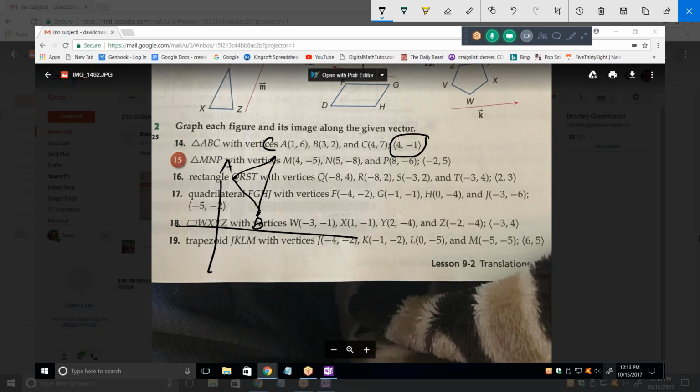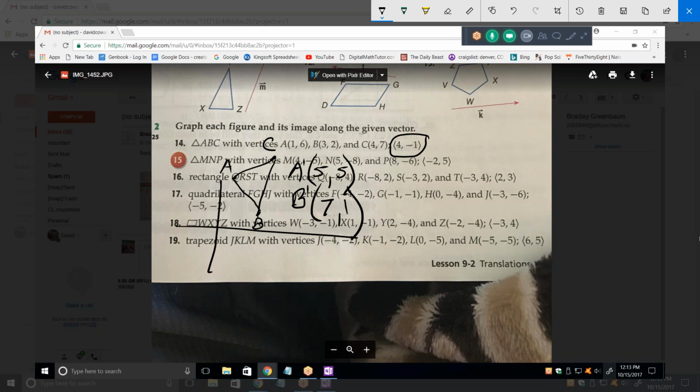In other words, my A prime is going to be 1 plus 4 and 6 minus 1. Okay. So that's A prime. Tell me what B prime is going to be. 7 and 1.